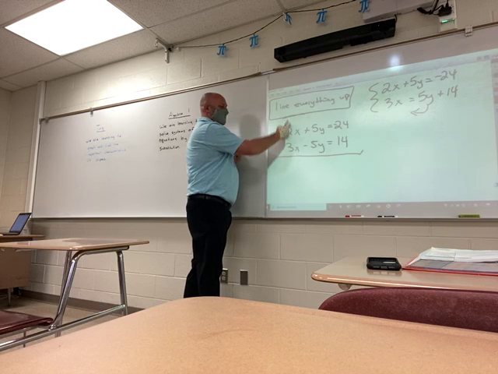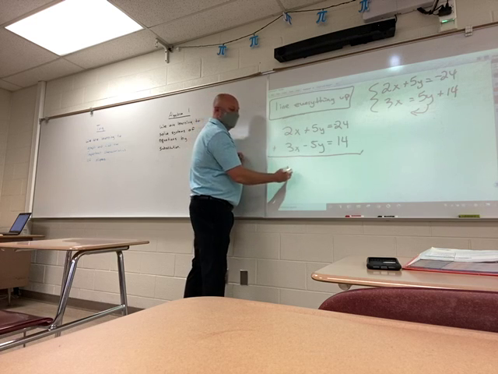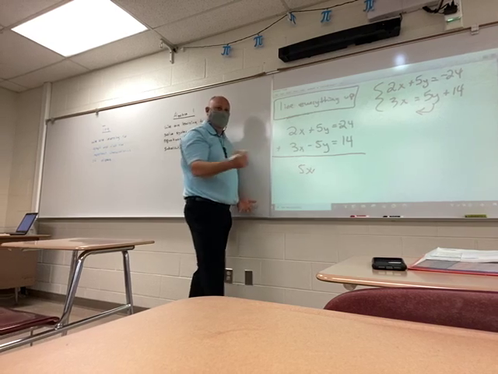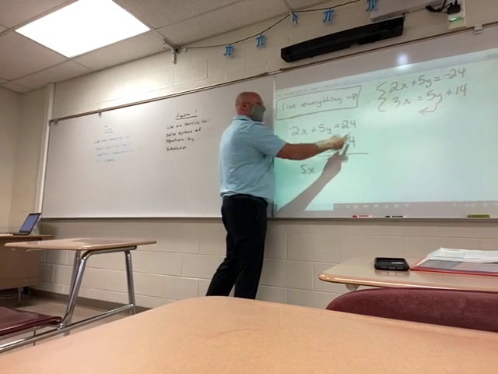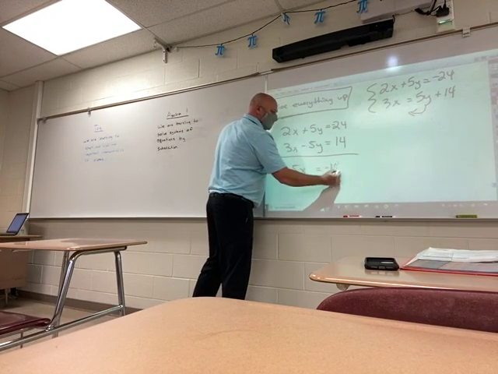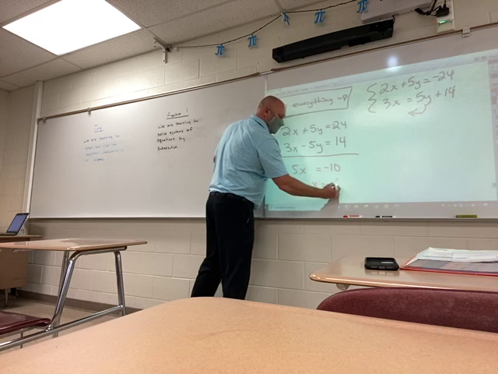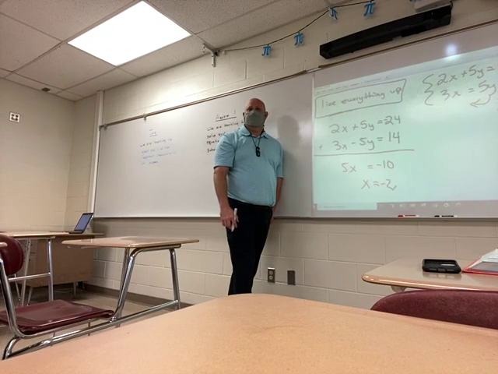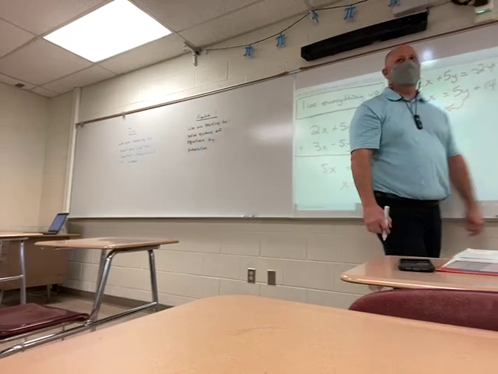Okay. You add, you get 2x plus 3x is 5x. The y's get eliminated. That's exactly what we want. Add those together, you get negative 10. So x is equal to negative 2. Yes? How do you find the y that goes with it?